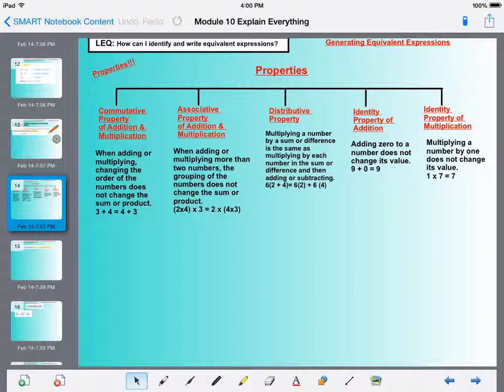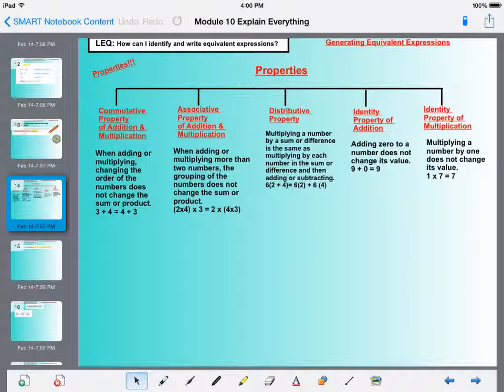Let's go over some of the properties that we should know. The commutative property of addition and multiplication says that when adding or multiplying, we can change the order of the numbers and it doesn't change the sum or the product. So order doesn't matter when we're adding or multiplying. The associative property of addition and multiplication is pretty much the same thing, but instead of changing the order, we're talking about changing the grouping of the numbers. It doesn't affect the sum or product.